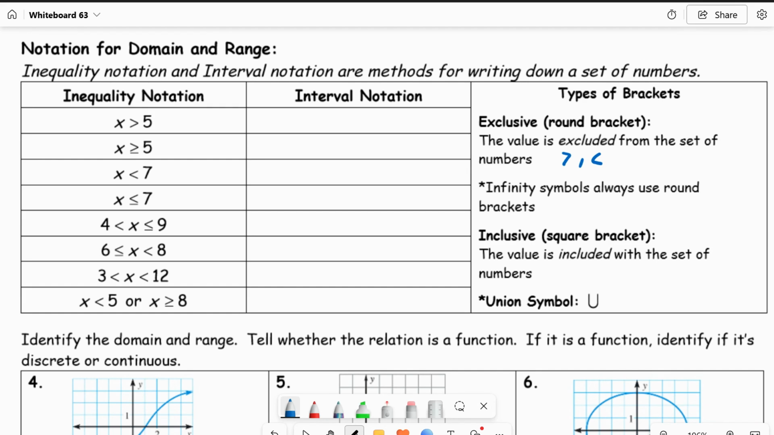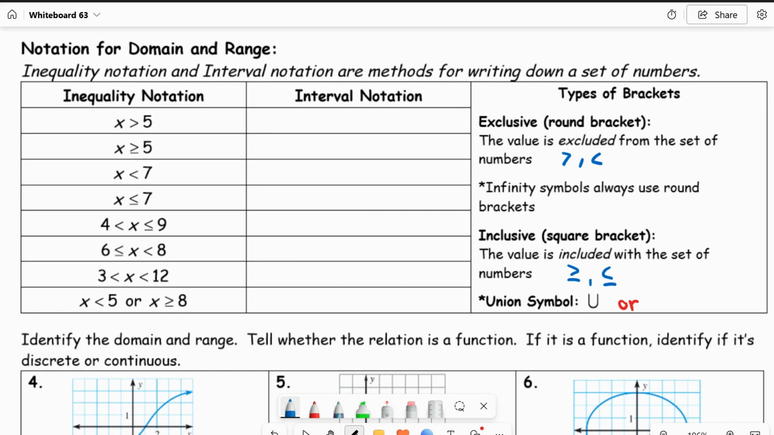Then we have inclusive values, which uses a square bracket. You will use inclusive values when you have a less than or equal to, or a greater than or equal to sign. Anytime you have an or, that is when you are going to use a union symbol. Okay, let's go through just a couple of examples.